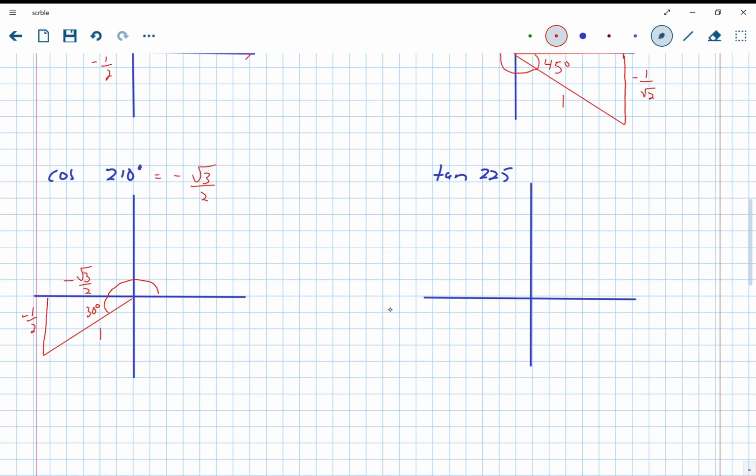So again, that's going to be in quadrant 3. Okay, step 1. Step 2, related acute. This must be 45. Step 3, draw the line and put our numbers in: negative 1 over root 2, negative 1 over root 2, and 1. And then tangent is opposite over adjacent, and because they're both the same, it equals 1. Good.